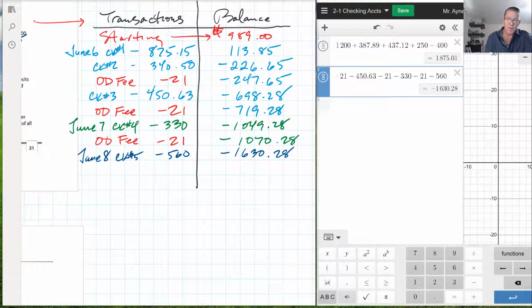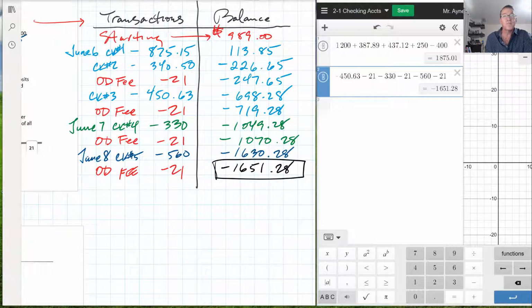$1,630.28. But we're not done here because the bank's going to assess you an overdraft fee again. Why? Because you're going negative every single time, and they're going to charge you $21 every single time you do that, because borrowing money from the bank is not free, as I keep on saying. So now you're at negative $1,651.28. That's what's called the ending balance of this situation, because no more checks are coming in at this point.